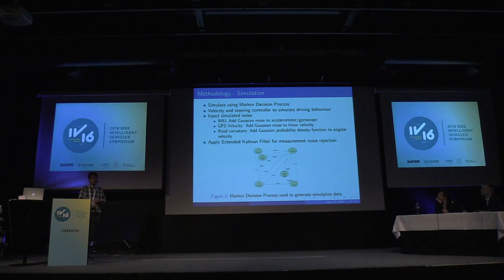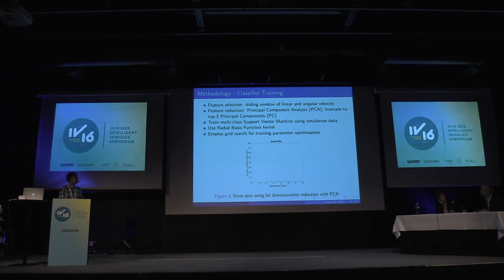Now, as everyone also knows, sensors have measurement errors. And we try to inject simulated noise to replicate this in simulation. For the IMU, we add Gaussian noise. For the GPS velocity, we also add Gaussian noise. Now, road curvature is something that we observe in the trips as well, for those roads that aren't completely straight. We achieve this by adding a Gaussian probability density function to the angular velocity signal. We then proceed to develop a state estimator to help reject the measurement noise.